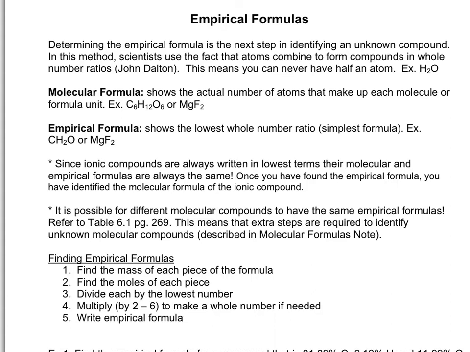For molecular compounds, there is an extra step, because it's possible for different molecular compounds to have the same empirical formulas. Have a look on page 269, table 6.1. It describes many molecular formulas and their properties, and they all have the same empirical formula. The extra step required to identify an unknown molecular compound is described in the molecular formulas note.